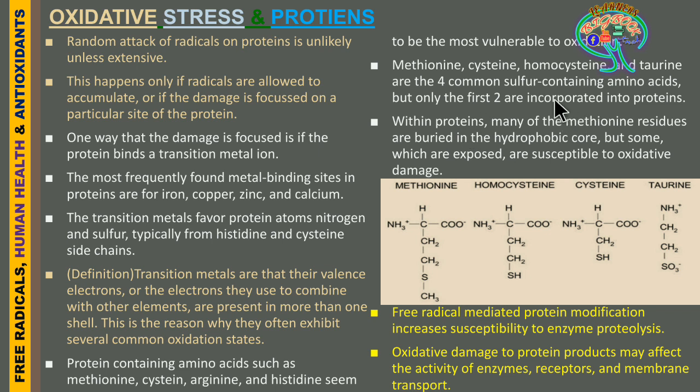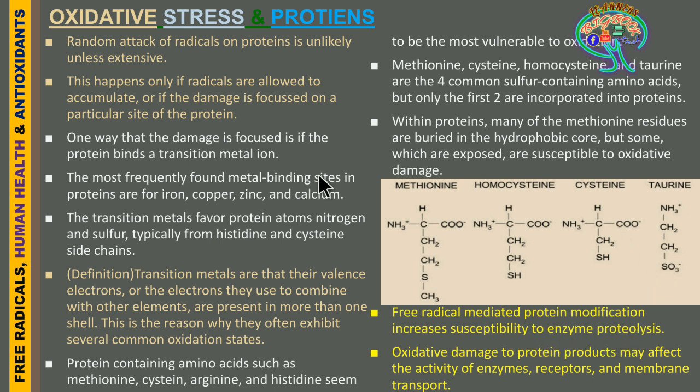If these methionine or cysteine molecules, which are hiding buried in the hydrophobic cores of the proteins, get exposed, definitely they are going to come in contact with oxidative damage if oxidative free radicals are present in the surroundings. Because of that, they are going to react with reactive oxygen species, and it is going to lead to damage of those proteins. Now here you can see that methionine has a sulfur element, and so do cysteine, homocysteine and taurine.